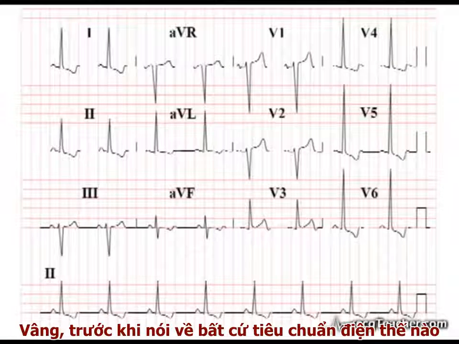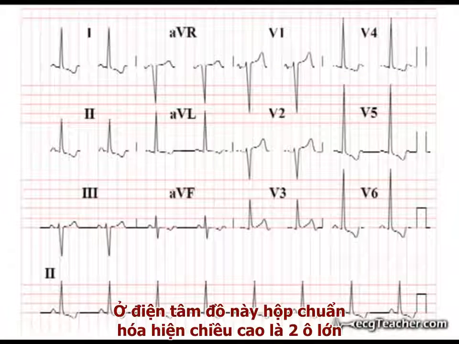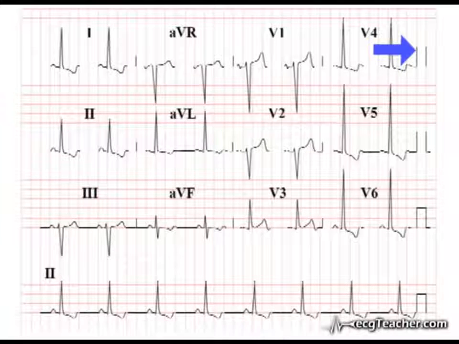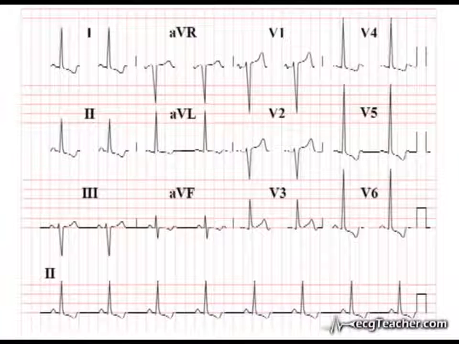Before applying any voltage criterion, you first make sure that the ECG machine is correctly calibrated. On this particular ECG, a calibration box of 2 large squares in height indicates that a 10 millimeter deflection is produced by a potential of 0.1 millivolts. This is the standard calibration and we can proceed.